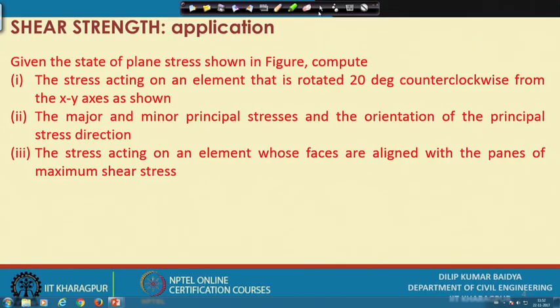Because of that I just revised this mechanics part, and in the next class I will really start the shear strength of soil. With this I will stop here.